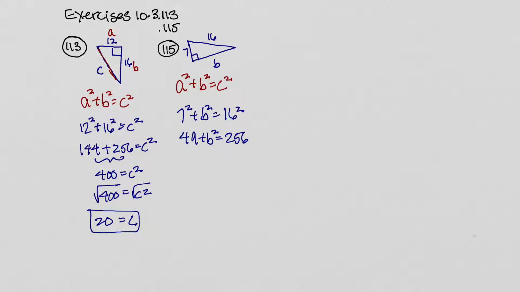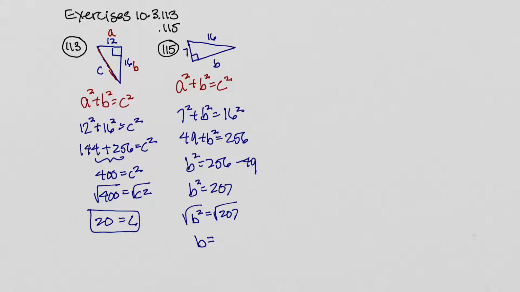And now let's subtract 49 from both sides. That'll isolate b squared for us. So what we're going to get here is b squared equals 256 minus 49. Now that turns out to be b squared is 207. So we'll take square roots here. We want b, not b squared. So we'll take the square root of b squared, which is the square root of 207. Square root of b squared is b.